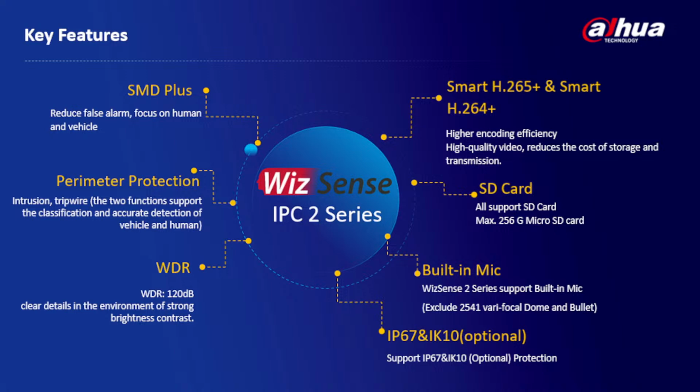If we are using motion recording, in that case also we can save space in the storage, because there will not be any unnecessary detection and there will not be any recording for unnecessary detection. We will have the interested object detection recording, like human or vehicle. Then we have smart H.265 and smart H.264 Plus, which can reduce the storage requirement in comparison to H.265 by up to 25%.